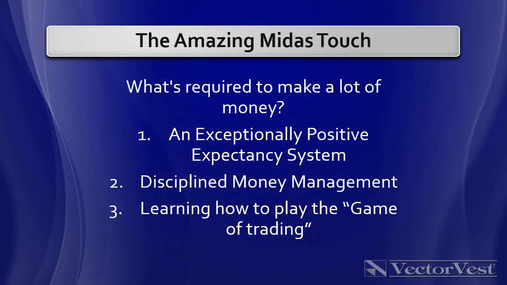What's required to make a lot of money? And I presume that's why you're here. Well, the first thing, the most important thing, is an exceptionally positive expectancy system. Now, I'm going to define that in a second, but in layman's language, folks, a positive expectancy system is a system that makes an awful lot more when it's right than it loses when it's wrong.